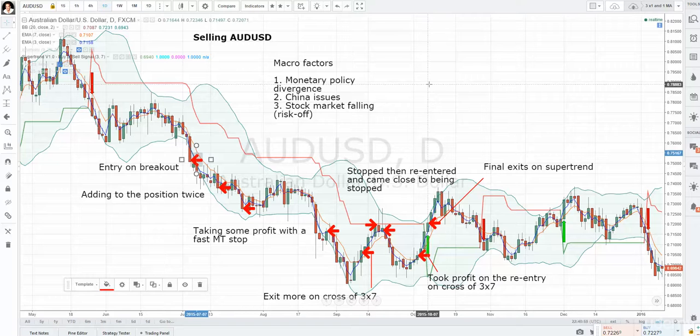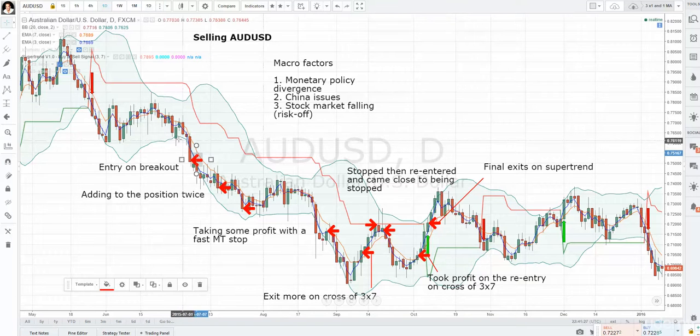So I'm going to take you through an Aussie USD trade example. The macro factors behind the trade, or the fundamental view behind the trade, is monetary policy divergence between the US, who are looking to raise rates, and Australia looking to cut rates. There's issues going on with China, which is putting pressure on the Aussie dollar, and the stock market is falling, so risk off. So this is the background to the trade.